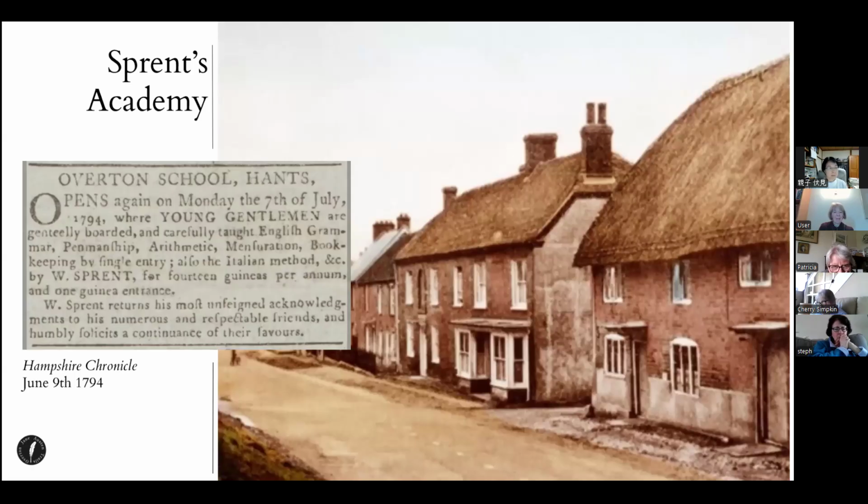There was no free state education in Jane's time. Overton had William Sprent's fee-paying school for boys in Winchester Street, for those whose parents could afford it. Most of the boys boarded, and the school could be compared with the Reverend Austen's school at Steventon Rectory.